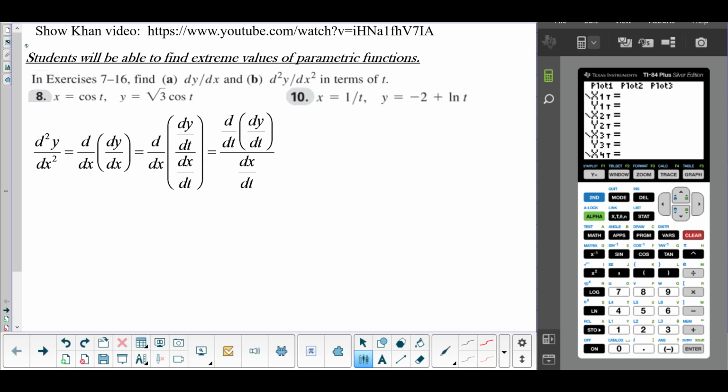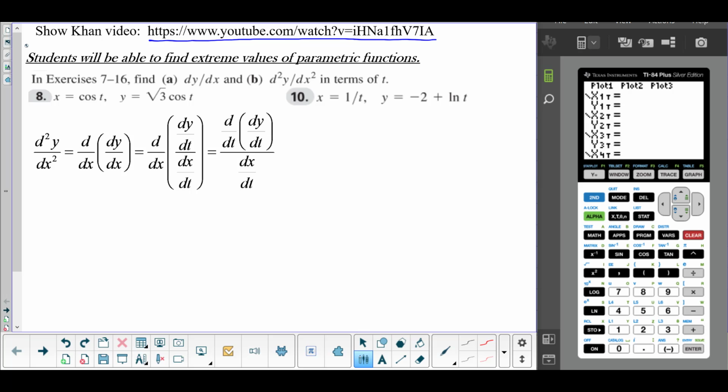Khan Academy has a website where Sal Khan explains the first and second derivative of parametric functions. It's about 6 minutes long, so not very long. If you want to go watch that, he does a nice job of explaining why you have to divide by dx/dt in the second derivative. So let's start here.